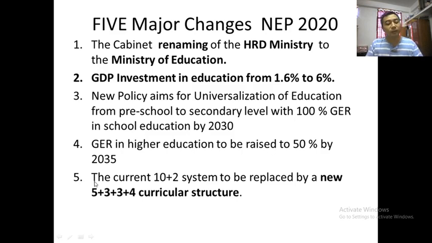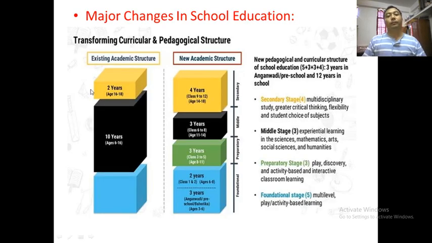The present curriculum's education system 10+2 has to be replaced by 5+3+3+4 curriculum and pedagogy structure. The present system of education was 10+2: age 6 to 16 years, that is 10 years, and 2 years from 16 to 18 years. There is a huge gap between, so that was filled up by this new education policies.